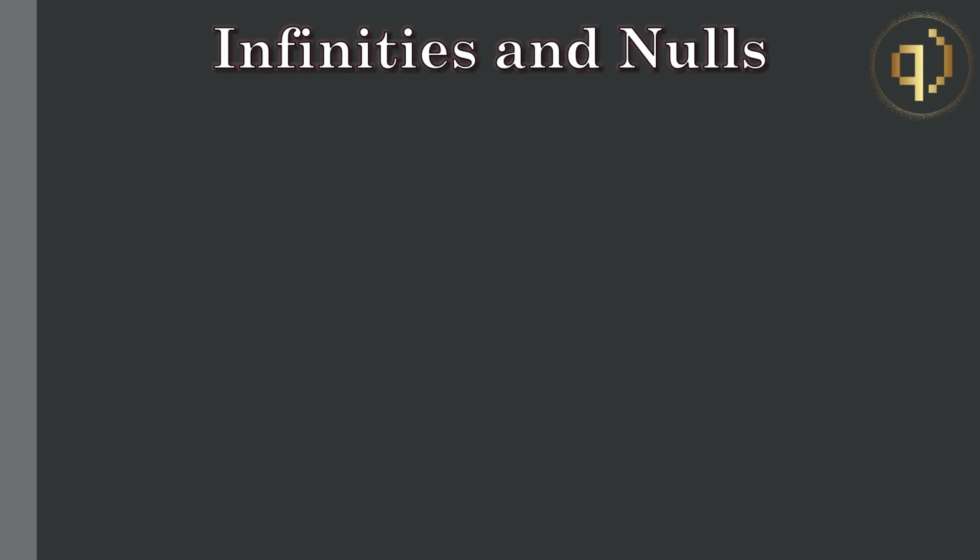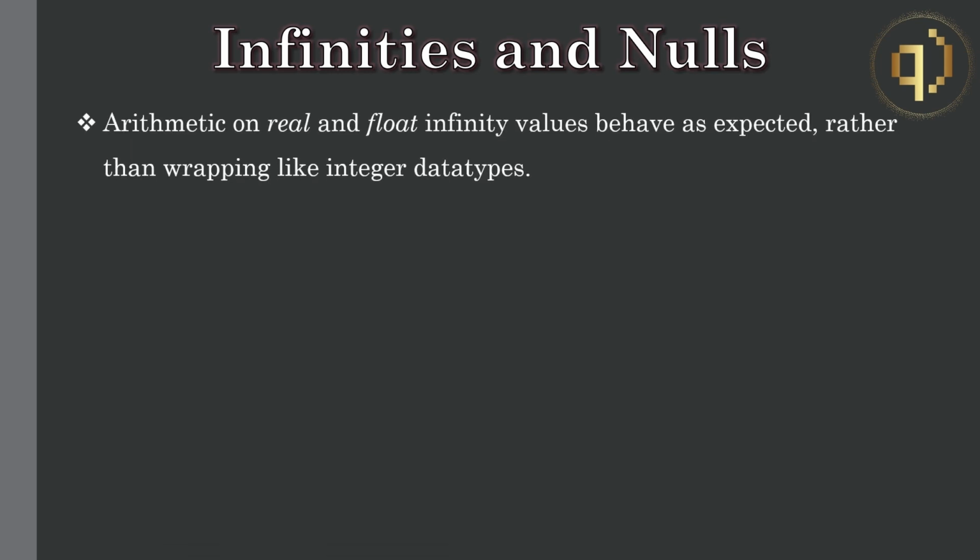Let's now discuss the behaviors of infinity and null with respect to floating point values. Arithmetic on real and floating point infinity values behave as expected, rather than wrapping like integer types. So 10 plus the real infinity value just gives the real infinity value. And 10 plus the float infinity value gives the float infinity value, i.e. adding any number to infinity will result in infinity.